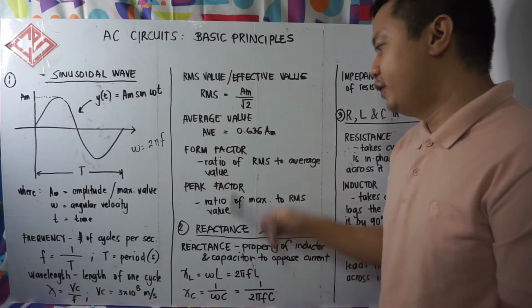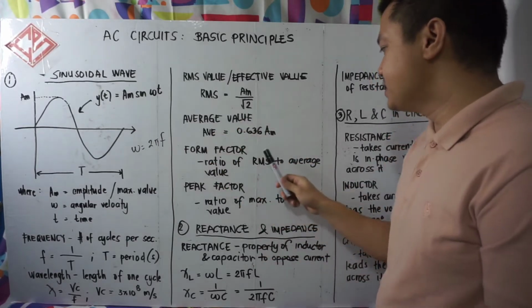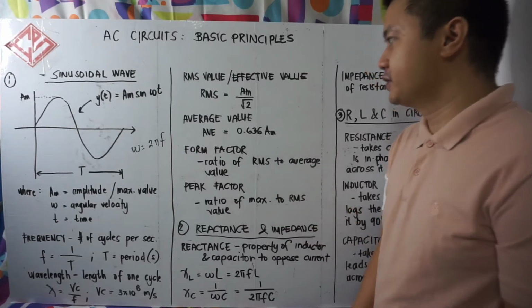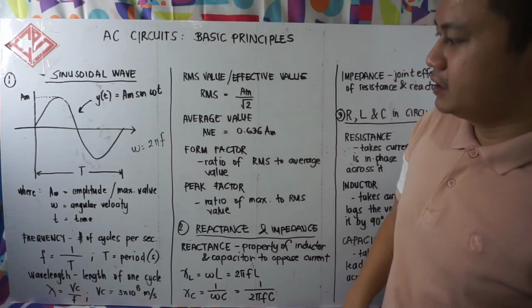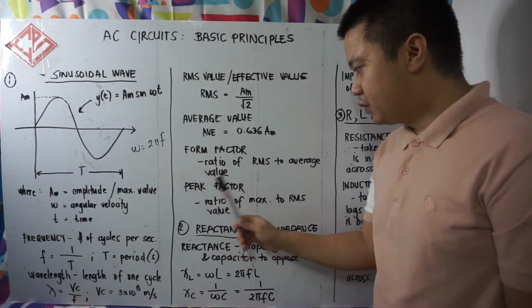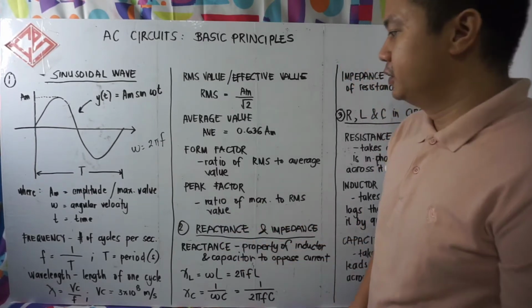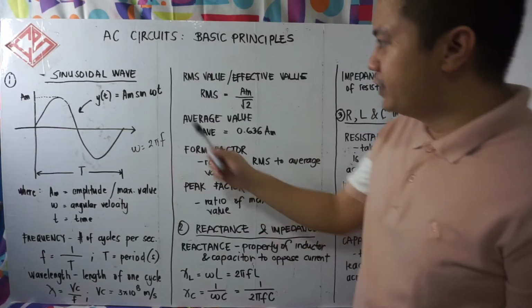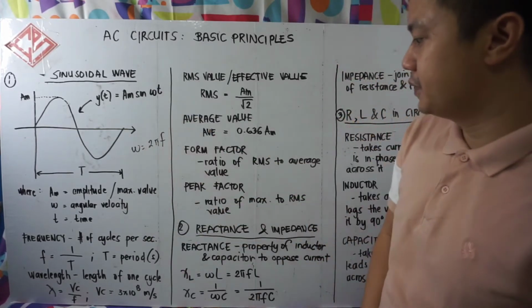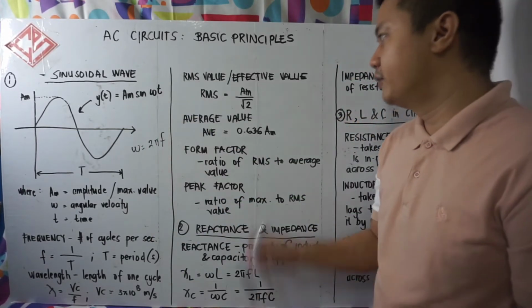Next one is the form factor. Form factor is the ratio of your RMS to average value. So RMS over the average. The peak factor is equal to the ratio of your maximum to the RMS value. So the peak value is your maximum value, over the RMS.